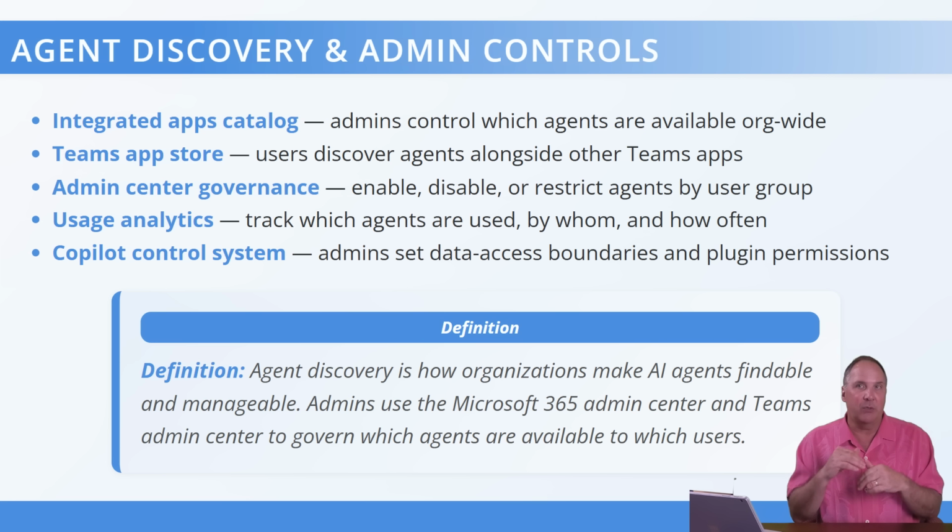This is important. You don't just deploy an agent and hope for the best. You configure who can use it. You monitor adoption through your usage analytics and adjust based on what you see. The Copilot control system lets admins set data access boundaries and plug-in permissions. If an agent shouldn't access HR data, the admin restricts it. If a plugin should only be available to the sales team, the admin scopes it to that group.